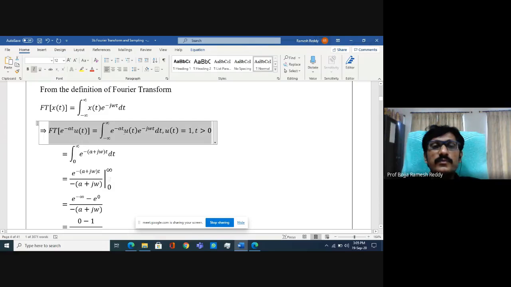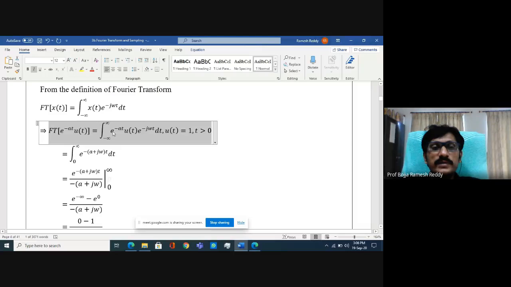Fourier transform of e power minus at u of t. Write the integral and substitute here, e power minus j omega t dt. u of t is 1 when t is positive. Simply substitute, and the limits are 0 to infinity, because u of t extends from 0 to infinity with one amplitude. 1 into anything is the same thing.